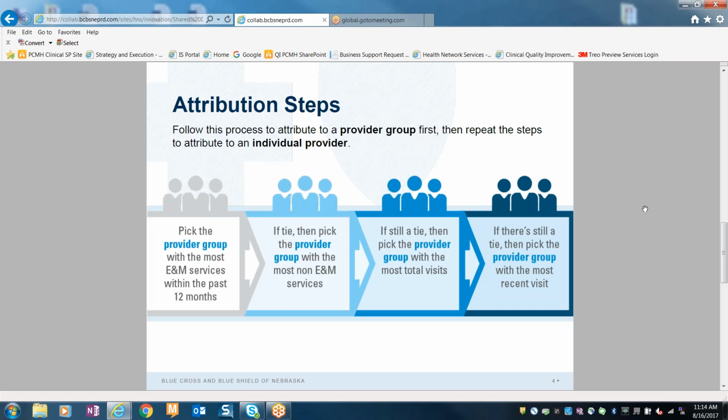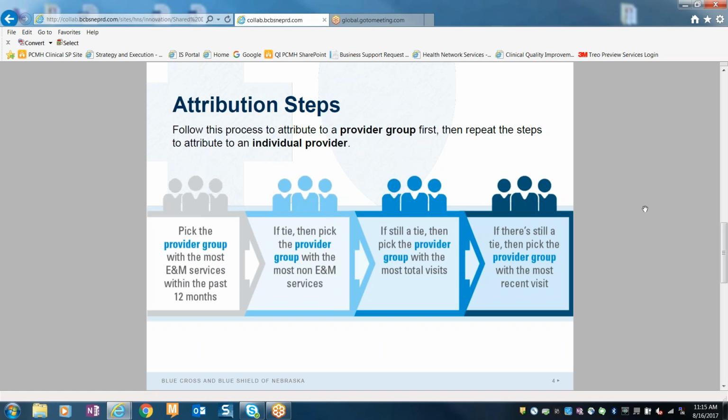And at that point in time, if there's one that has had 2 non-E&M visits and one that's had 1, they will attribute that individual patient to the clinic that has 2 non-E&M visits over that 12-month reporting period. If there's still a tie at that point, so let's say each clinic had 1 non-E&M visit, then they'll go to the provider group with the most total visits within that 12-month period. And again, if for some reason there's a tie at that point in time, this person has seen each clinic for a total of 4 visits, then they will go on to the next tiebreaker.